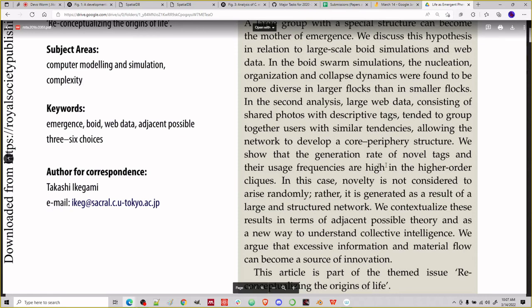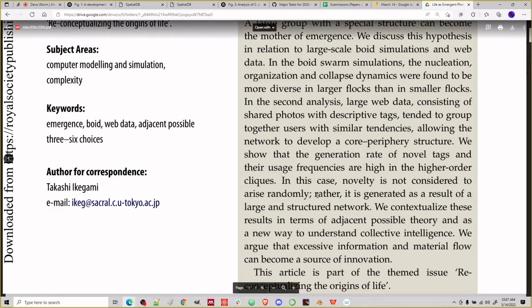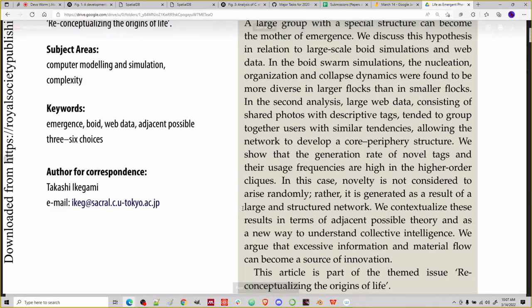We show that the generation rate of novel tags and their usage frequencies are high in the higher order cliques, which is a measurement of areas of the network that are very highly connected to one another. In this case, novelty is not considered to arise randomly. Rather, it is generated as a result of the large and structured network. So again, we get this theme of having to have a larger structure in place to get a lot of variation. So this novelty and variation is generated by having a lot of nodes or connections or voids or whatever.